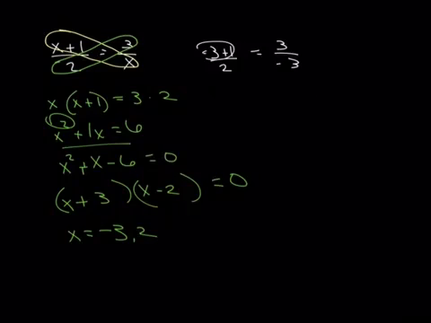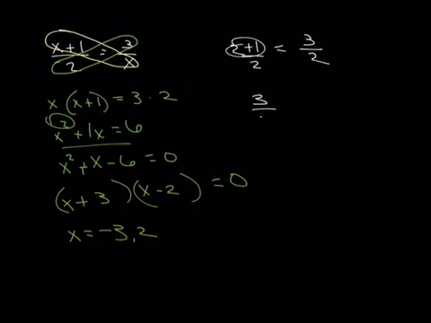All right, so let's try the same thing with 2. 2 plus 1 over 2 equals 3 over 2. So this is 3 over 2 equals 3 over 2. And that also works. So, two answers to that problem. So remember, when you have an exponent of 2, you're going to have two answers.